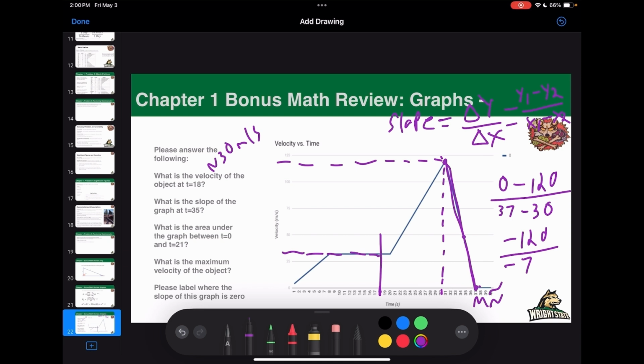let's use the calculator for that. 120 divided by 7. It's going to be a little over 20, or a little under 20, I mean. Yeah, 17.1. All right, so there's our slope. Excellent. All right, now, next part.